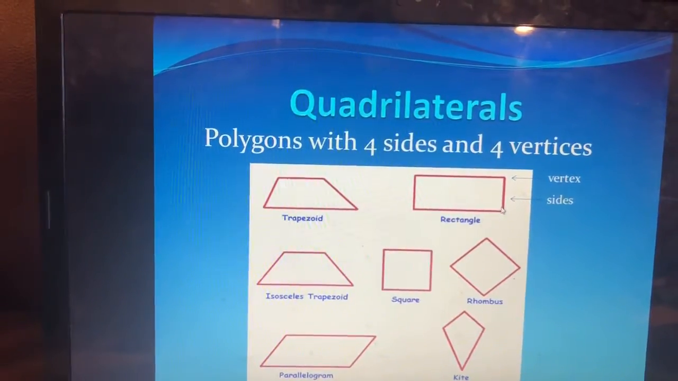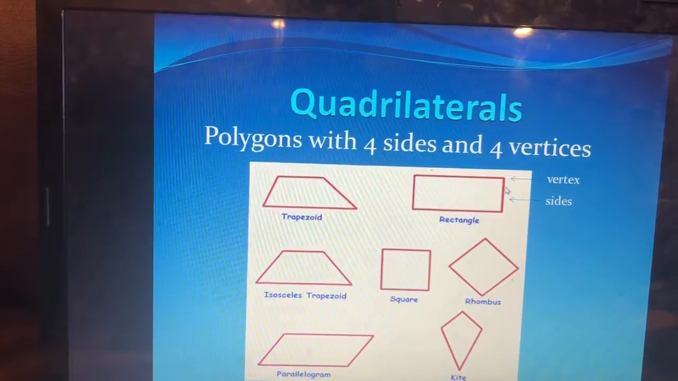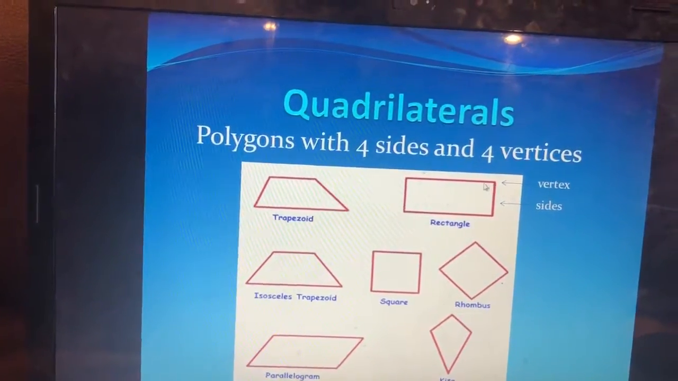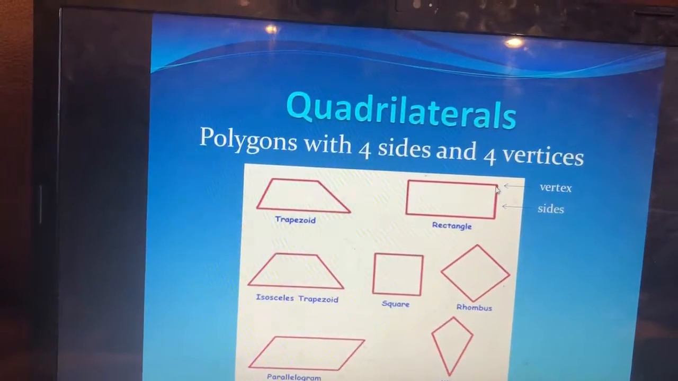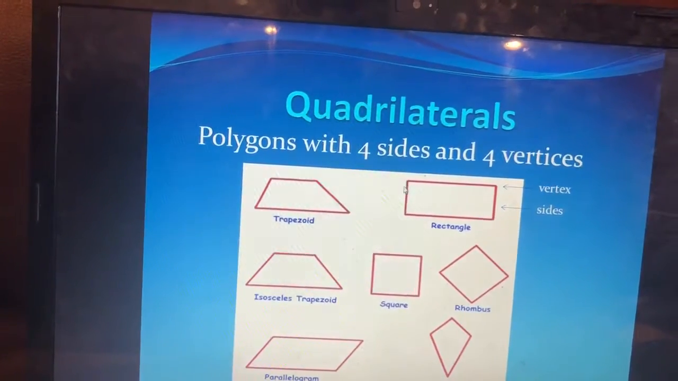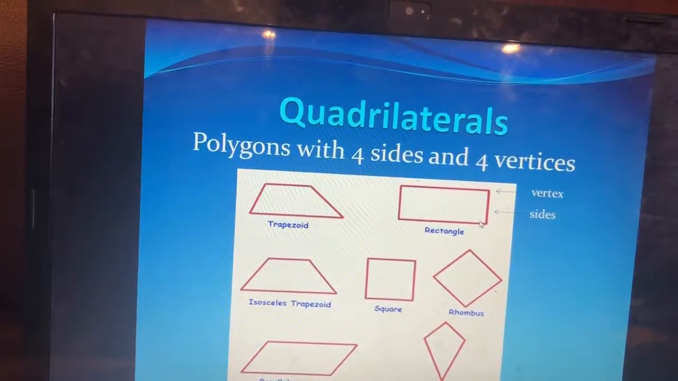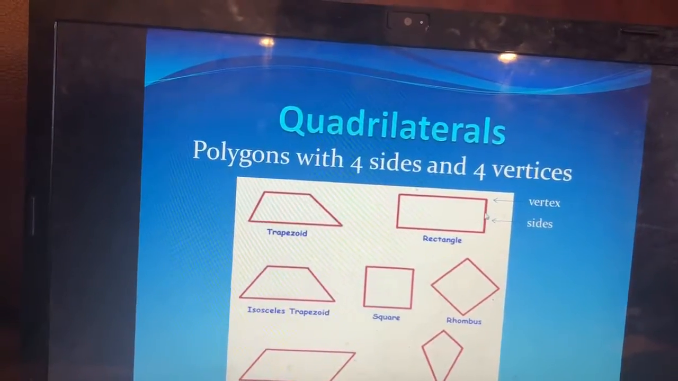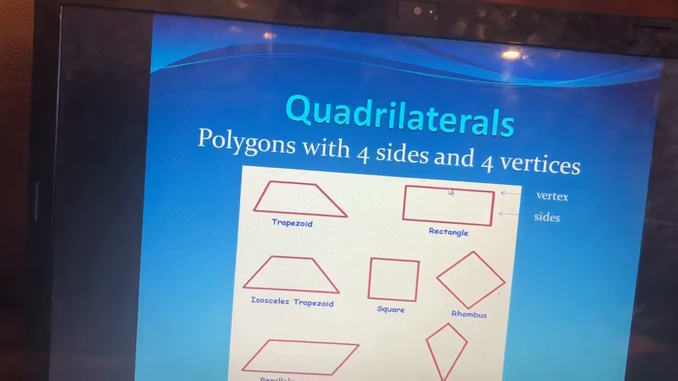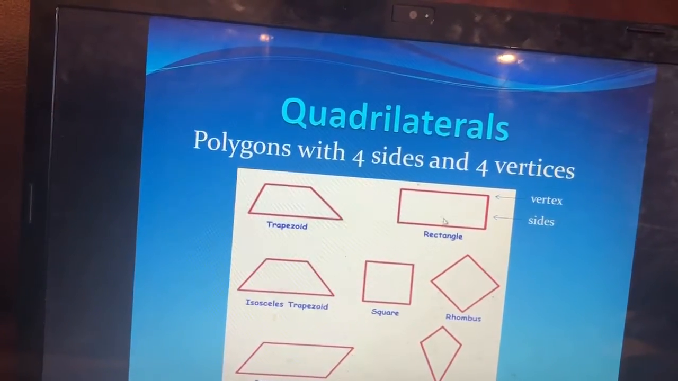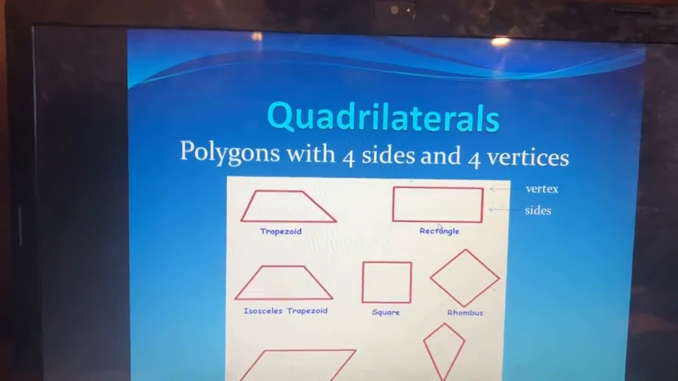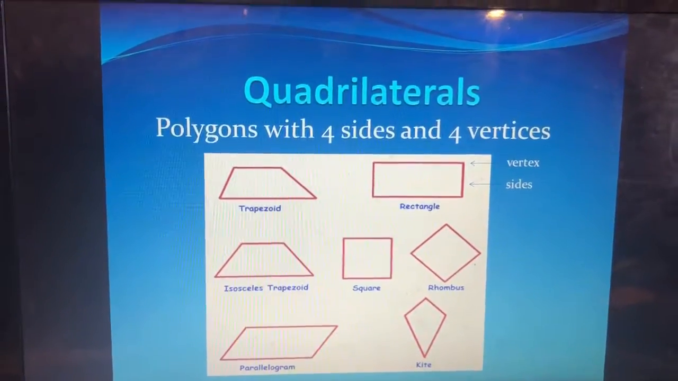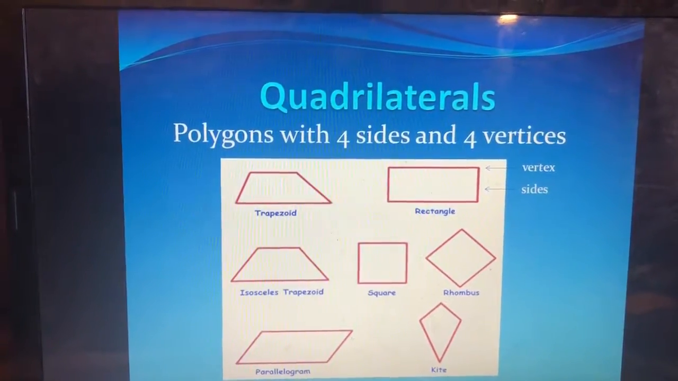So if you see here, you see the rectangle where it has 4 vertex or vertices, because right here is a corner. So we have 1, 2, 3, 4. And then if we also count the sides, we can see there's 1 here, 2, 3, and 4. So a rectangle would be considered a quadrilateral because it has 4 sides and 4 vertices.